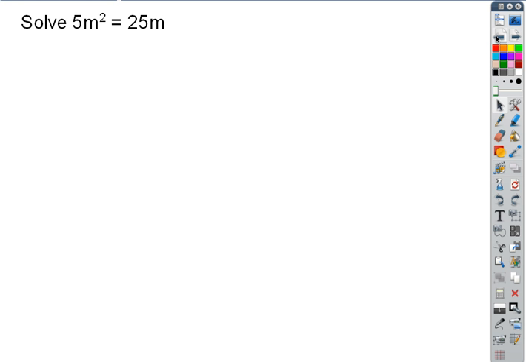I've got an m squared and an m, so I can't do my nice trick where I work backwards through order of operations and isolate m. I'm stuck. So now let's go through the steps here.